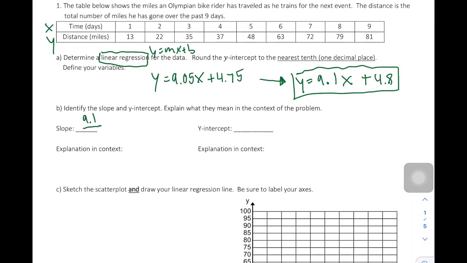And the slope is always written as a fraction. So it's actually 9.1 over 1. Slope is always a fraction. And then the y-intercept is 4.8. But the y-intercept is also always a point. And it's always a point, 0, comma, and then whatever the y-intercept is.